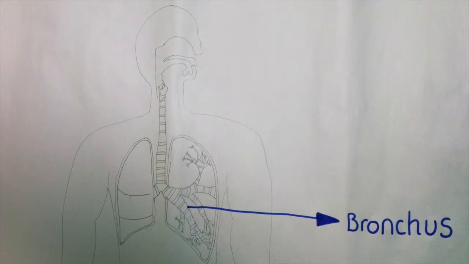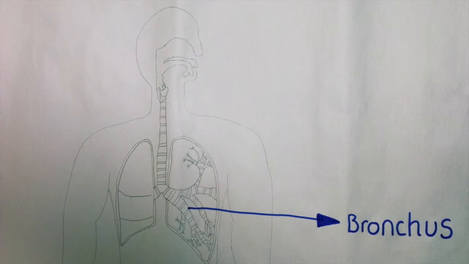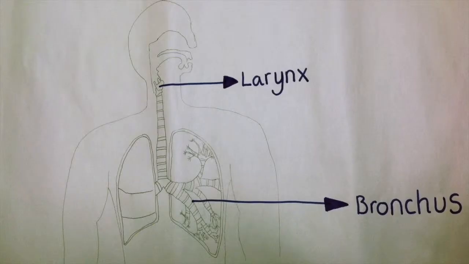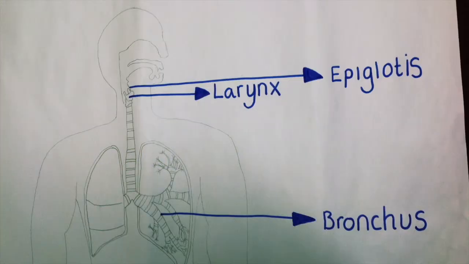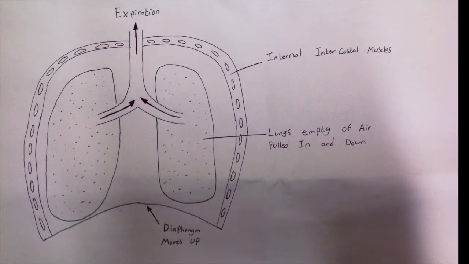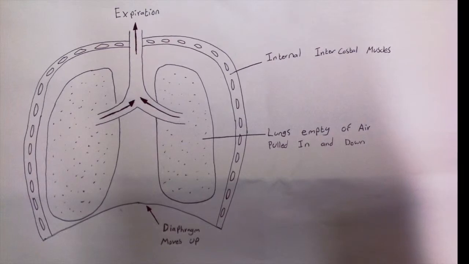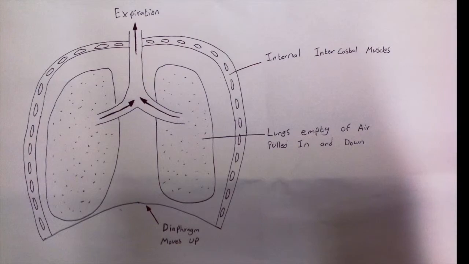The bronchus is a major air passage in the lungs which diverges from the trachea. Larynx, a hollow muscular organ forming an air passage to the lungs and holding the vocal cords. Epiglottis, a flap of cartilage behind the root of the tongue which is depressed during swallowing to cover the opening of the windpipe. Expiration: the intercostal muscles and diaphragm relax, returning to their starting positions, which decreases the size of the thoracic cavity.